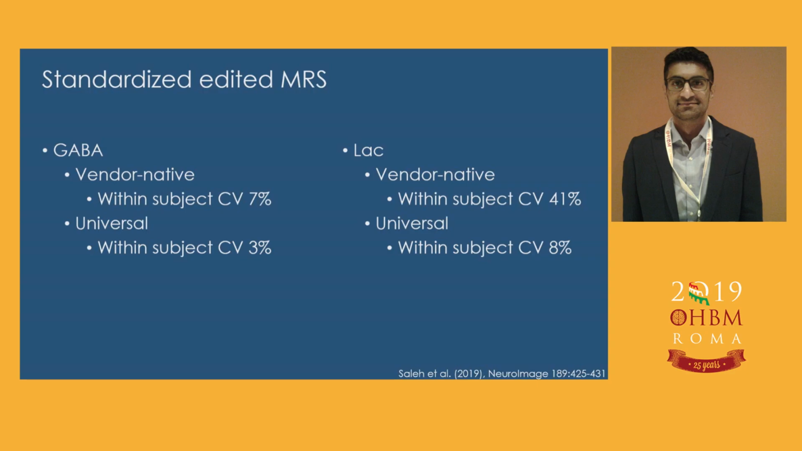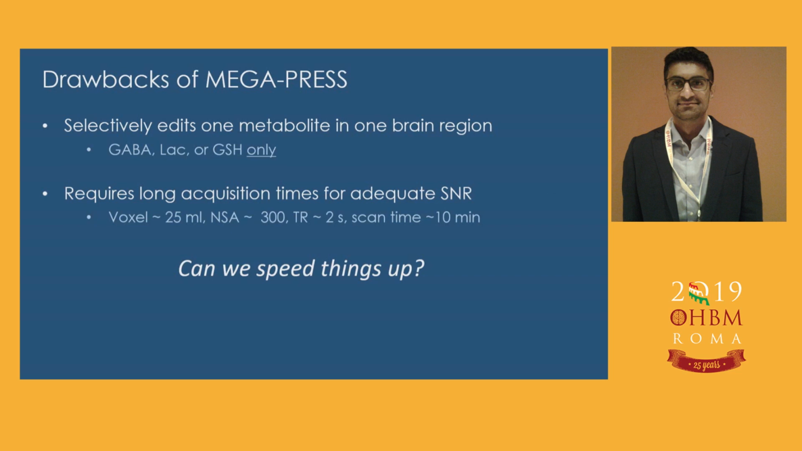And this is mostly because some of the vendors, such as Siemens and Canon, have editing pulses which are not half of the echo time apart, so that affects the refocusing of your coupling evolution. So we have this MEGA-PRESS sequence. It works across all MR vendors and is very reliable. It can give you the metabolites that you want to measure.